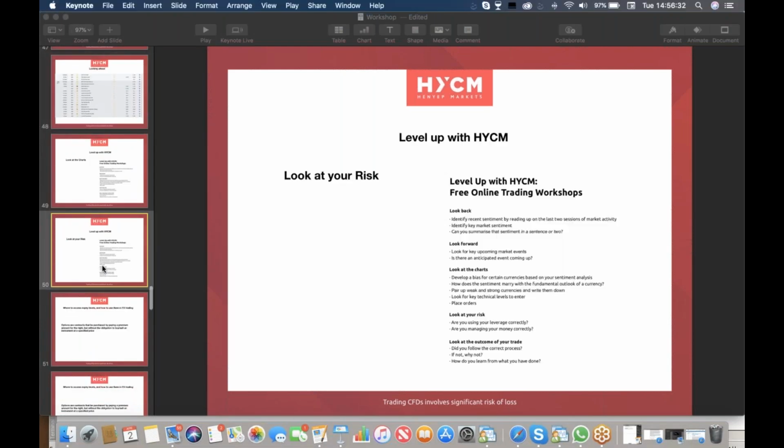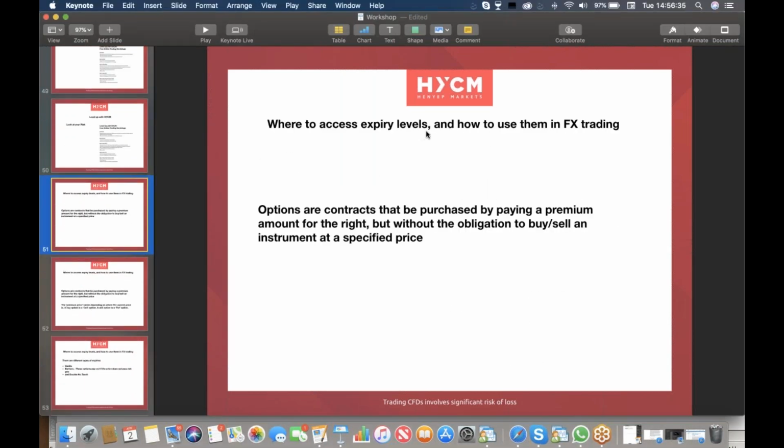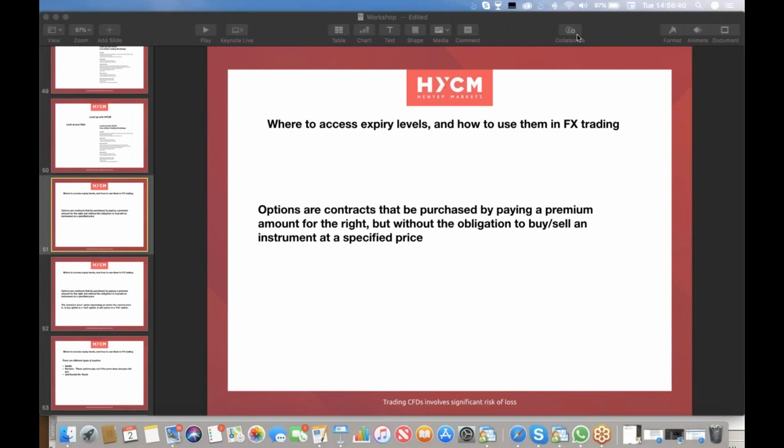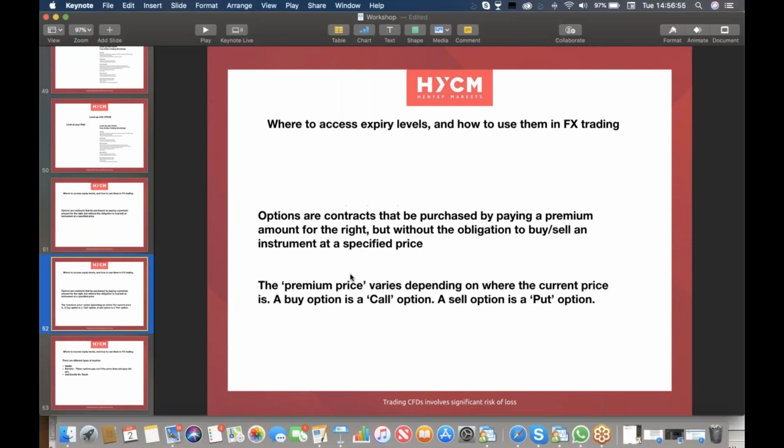Now, the special topic I wanted to look at was where to access expiry levels and how to use them in FX trading. We haven't got as much time as I'd like here, but basically options are contracts that can be purchased by paying a premium amount for the right, but not the obligation, to buy or sell an instrument at a specified price. So it's often used to guarantee prices, okay? A buy option is a call and a sell option is a put. The premium price varies depending on where the current price is, and these option levels can be very large, okay?